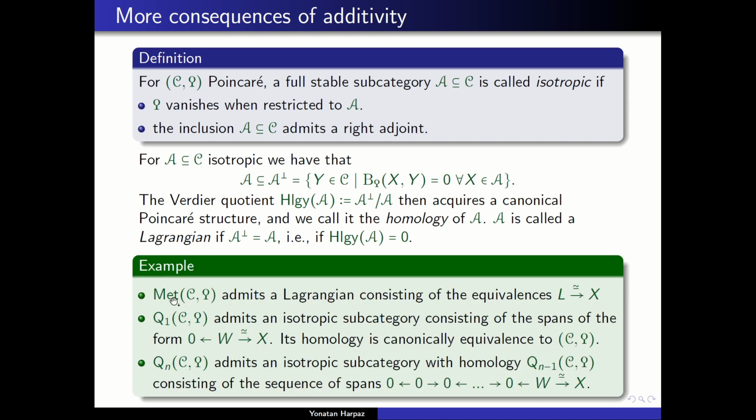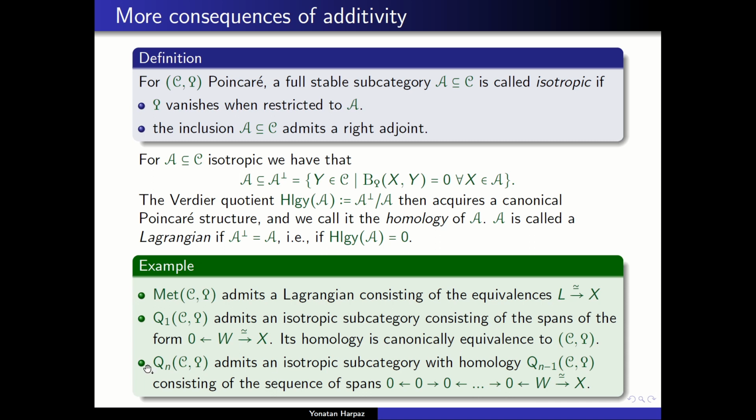So in the metabolic Poincaré infinity category associated to C with Φ, we have a Lagrangian consisting of the full subcategory of those arrows which are equivalences. So this is a Lagrangian inside the metabolic infinity category. And inside Q1 of C with Φ, we have an isotropic subcategory, which is not a Lagrangian, which consists of those spans which start from 0 and such that the second arrow is an equivalence. The homology of this isotropic subcategory is canonically equivalent to C with Φ itself.